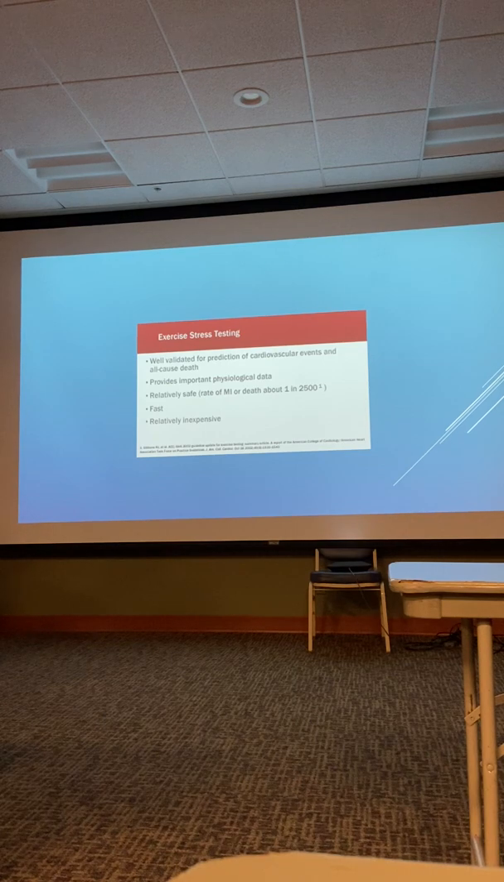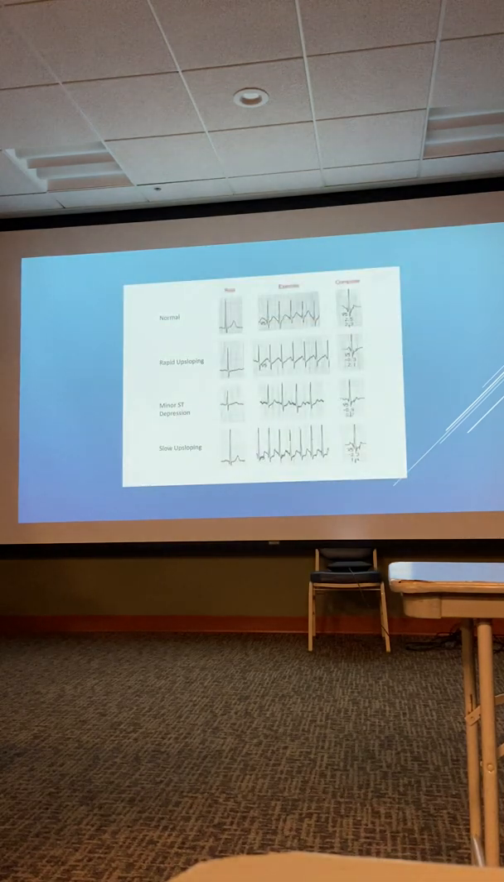Exercise testing is the most validated predictor of cardiovascular events and all-cause death. And it's a relatively safe test if you pick the right patients. If you pick the wrong patients, there's a real chance of calling a code down there. The rate of MI for a stress test is probably 1 in 2,500. A regular treadmill test is a relatively inexpensive, pretty fast way to do it.